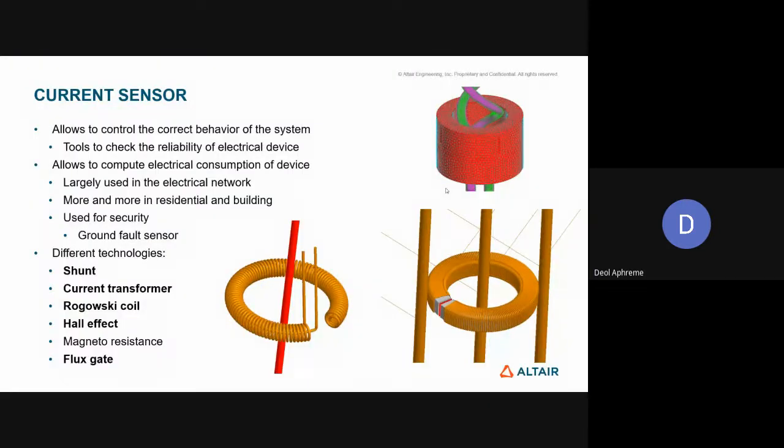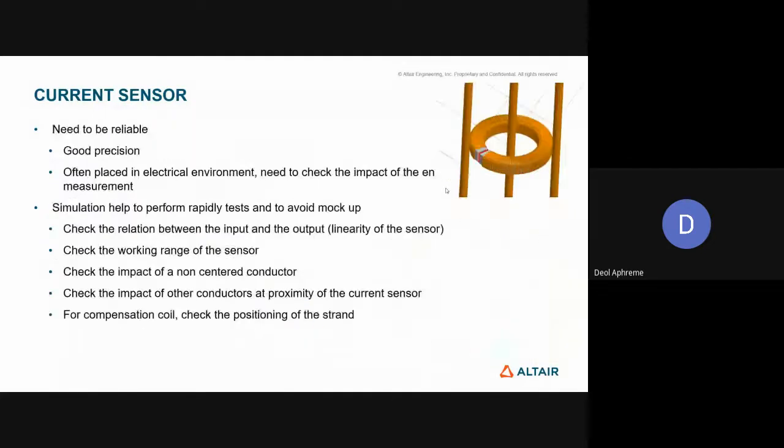Let's move into current sensors very quickly. There are different technologies being used: shunt, current transformers, Rogowski coils, Hall effect sensors, magnetoresistance, and even a fluxgate, which is a very new concept that is being used in simulating these things. Current sensors are rarely isolated, in the sense that they will be under the influence of surrounding phases and phase wires. So you can even visualize them. You can use them for the security of the entire system.